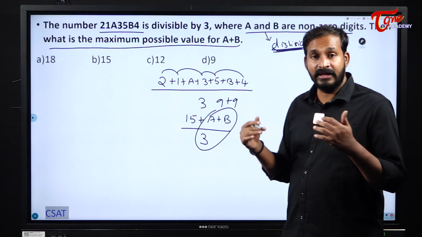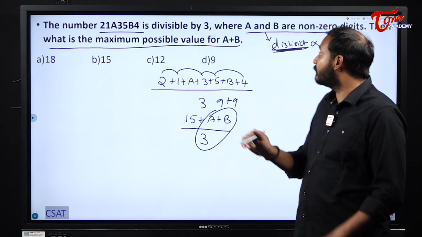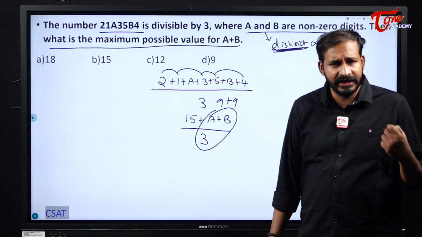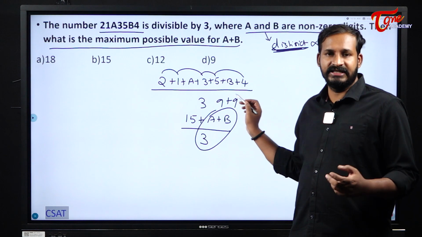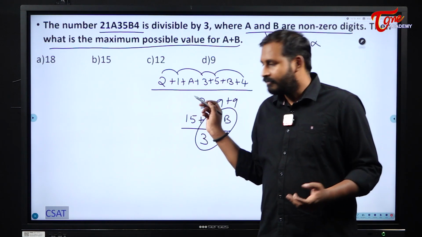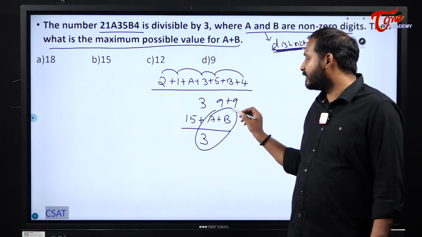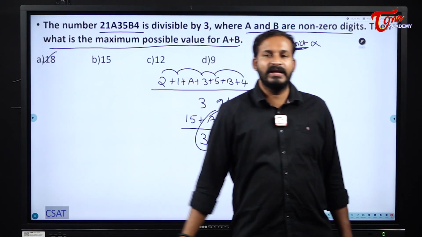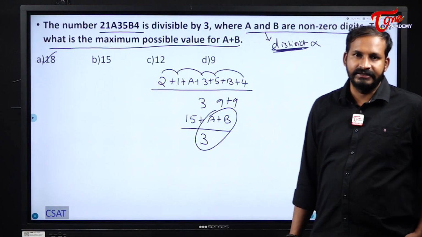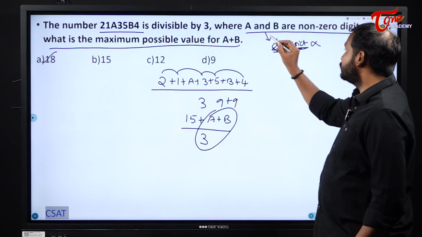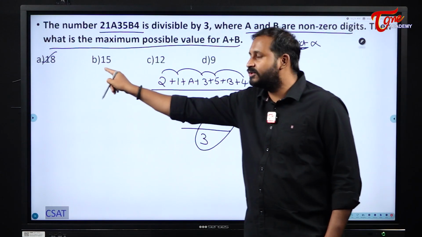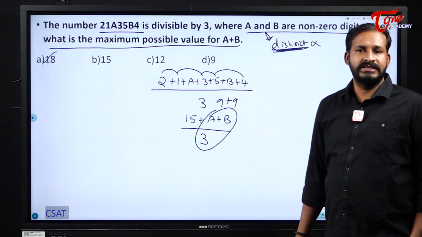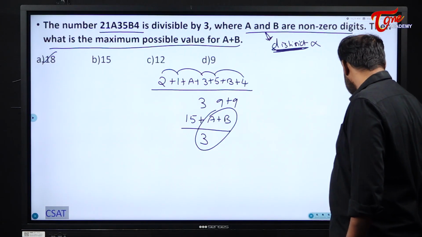Now a and b are there. I can take them as equal values. There is no wrong in that, because he didn't use the word distinct here. If he had used the word distinct, I would have taken 9 and 6. But he didn't, so I can take equal values. So 9 plus 9 is 18, and the maximum value of a plus b here is 18. If they use the word distinct, then our answer will change to 15. Understood, students? With one word, our answer may vary. Please try to observe things carefully.